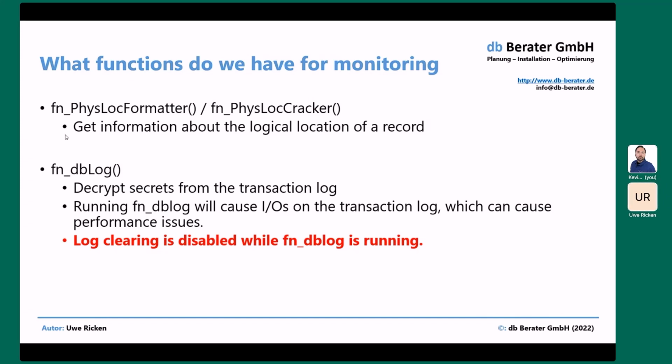The reason is that when you run fn_dblog, it scans the transaction log file. And as long as this scanning is going on, the log clearing for the transaction log is disabled. That means your transaction log will not get truncated for a backup, or if it's in simple recovery model. So keep that in mind. These are the functions I'm using in the demos.